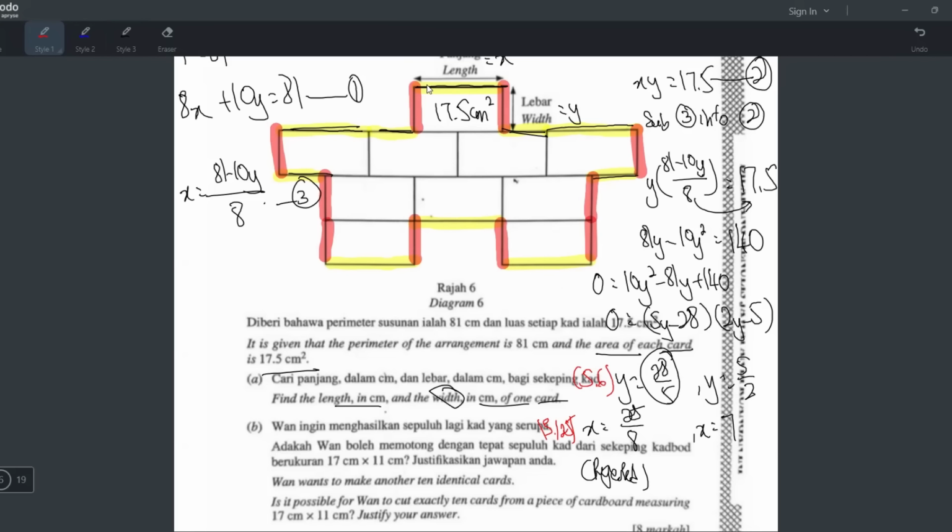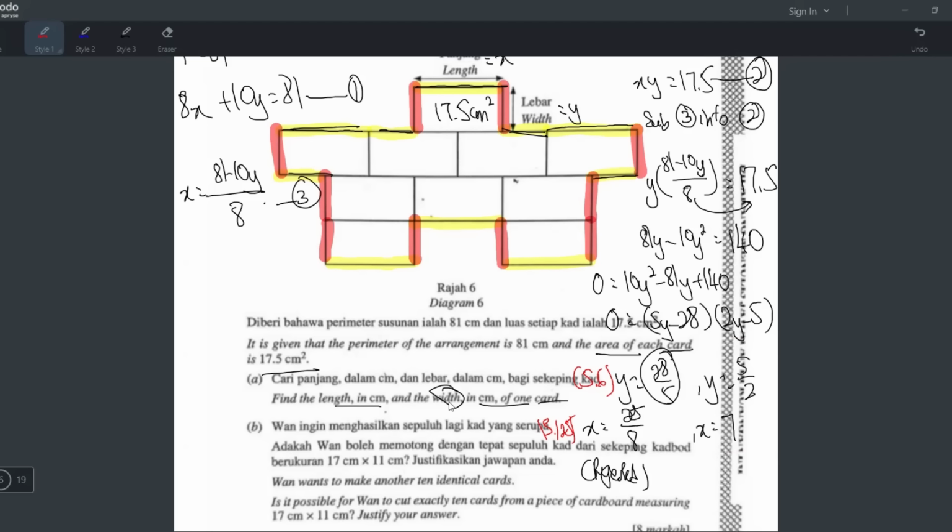Because x is the length, y is the width. And according to the diagram, the length is longer. Okay, the width is the shorter side. So it doesn't make sense if you get the width longer. So that's why you reject this. But this one makes sense. Yeah, x is 7, and it's the length, right? So it's longer than 5/2. 5/2 is 2.5. Yeah, so this is the answer that we end up taking.